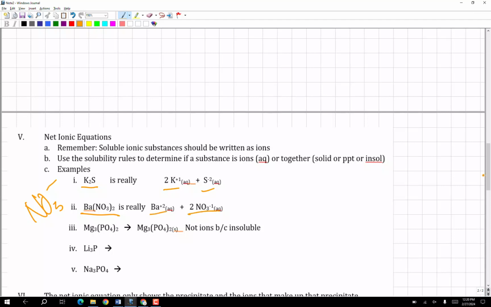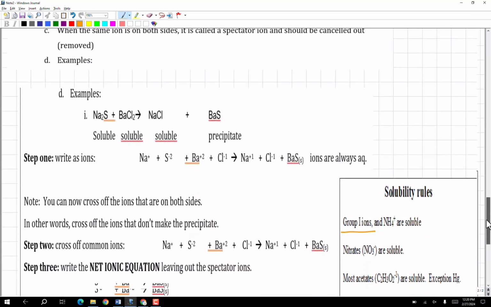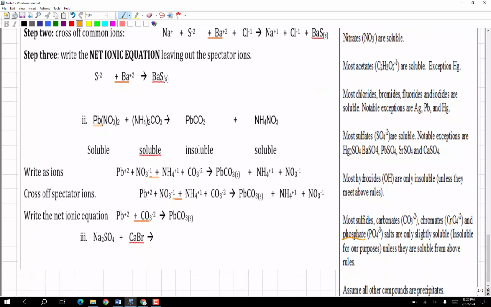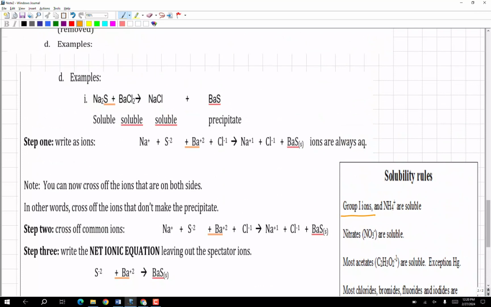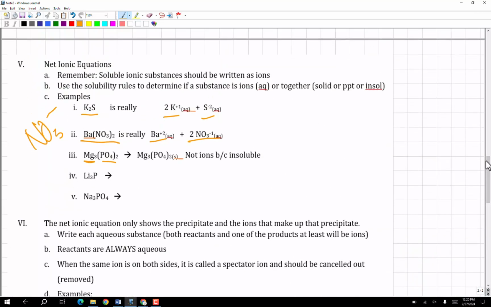Bam. Okay. So magnesium is not group 1. So look at my phosphates. My phosphate rule is phosphates are mostly insoluble, whereas my PO4s, here we go. Phosphates are only slightly soluble, insoluble for us. So insoluble means I write it together. Together, we swim together. Group 1. So that means it's soluble. So I'm going to write it as ions.